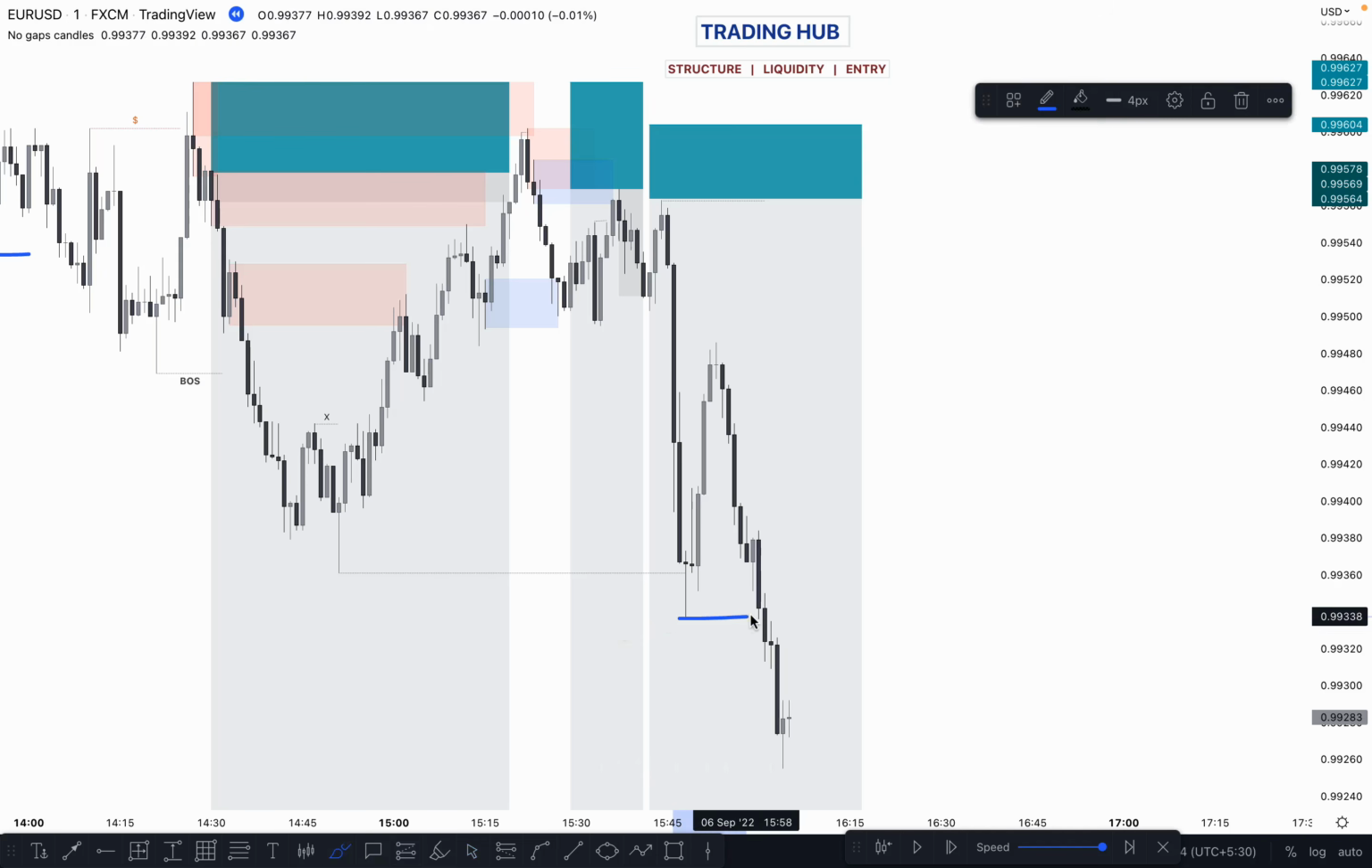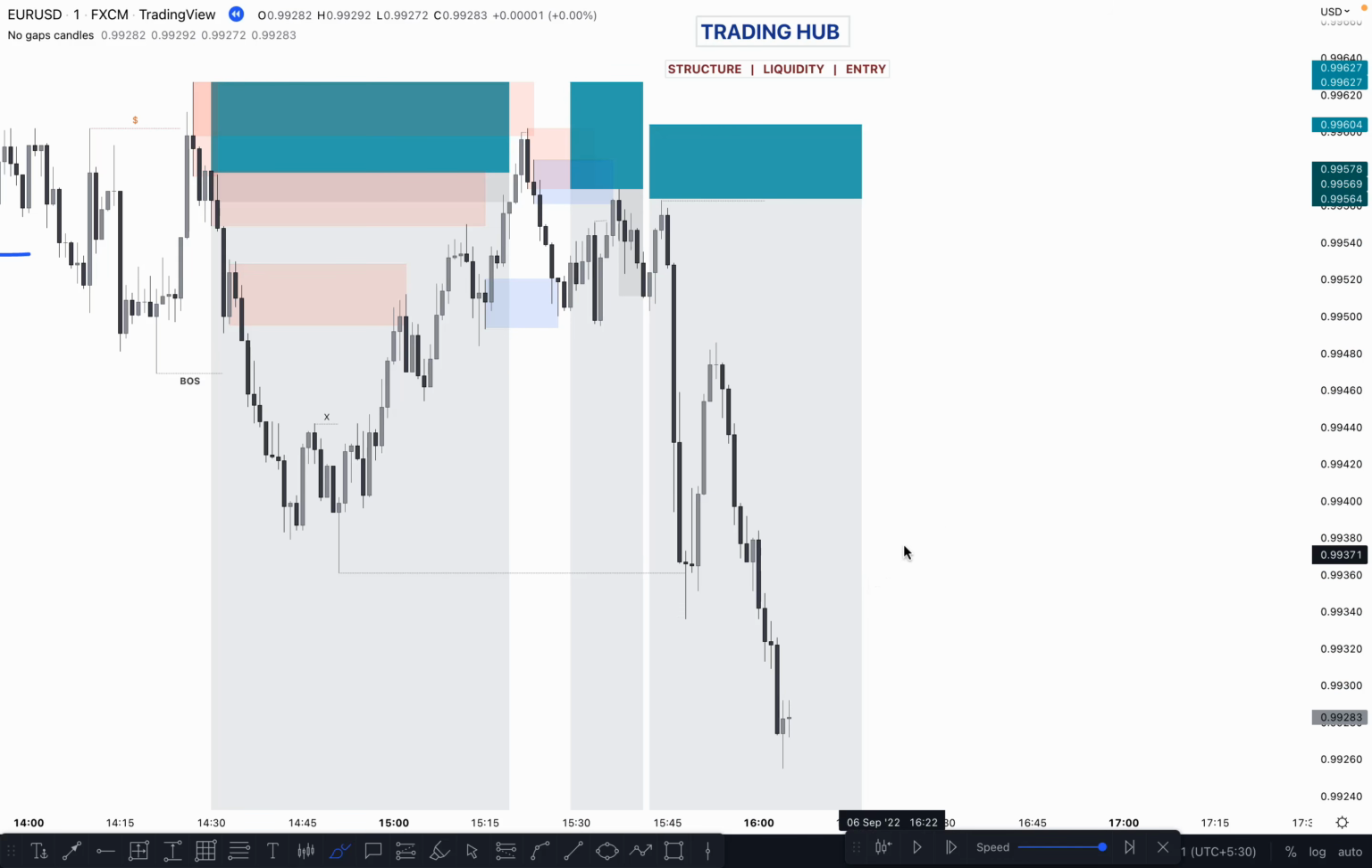The market finally breaks this minor structure here. Where is our next internal high? This one is our next possible high, and you can sell after taking out this high, right? So this is our first internal high because the market is moving something like this, right? So let's see what happened next.